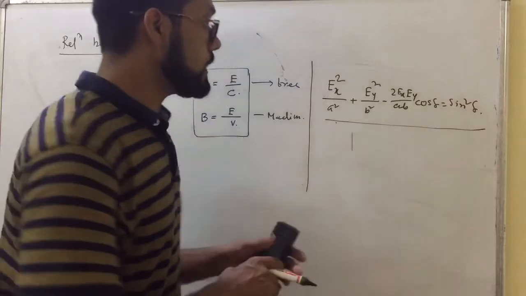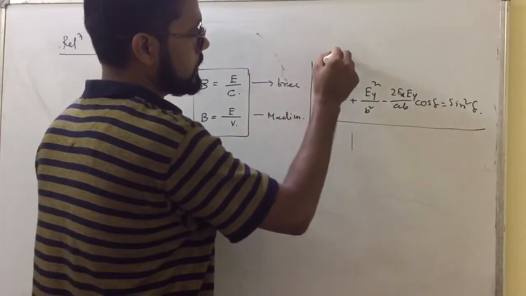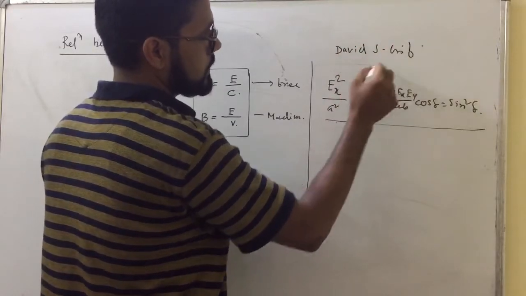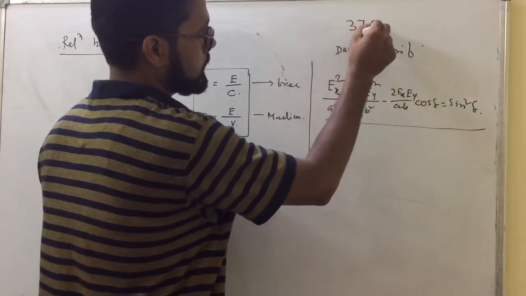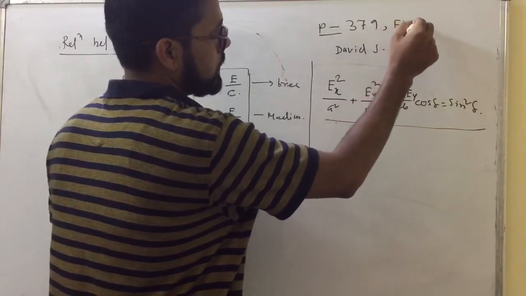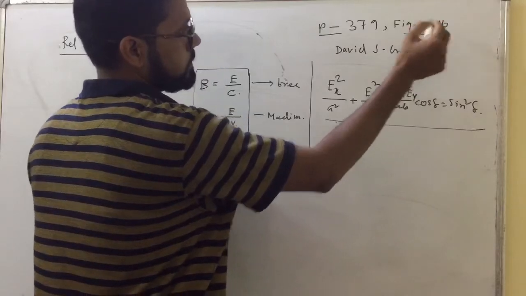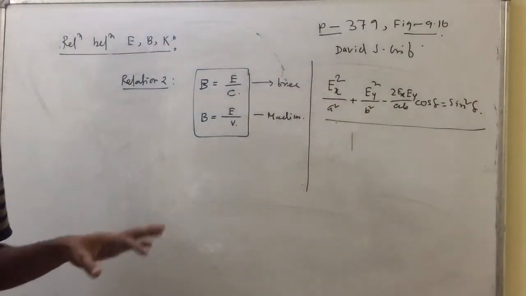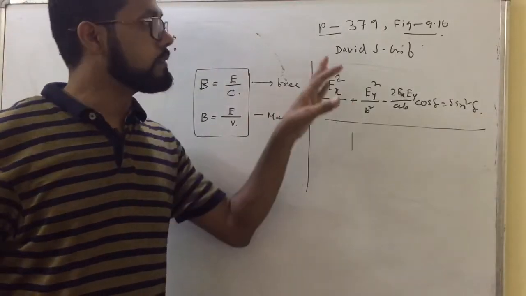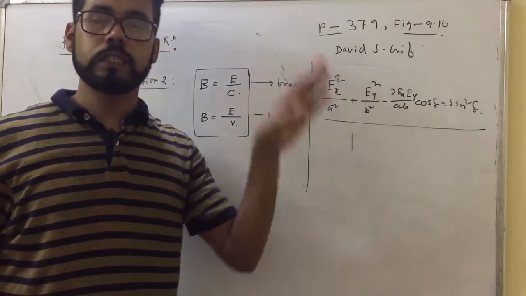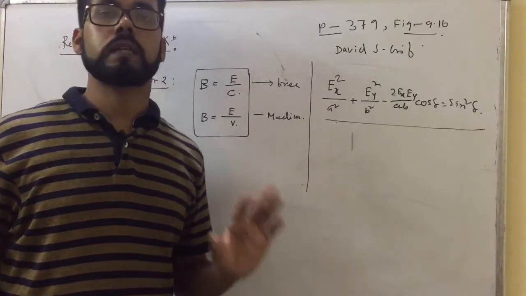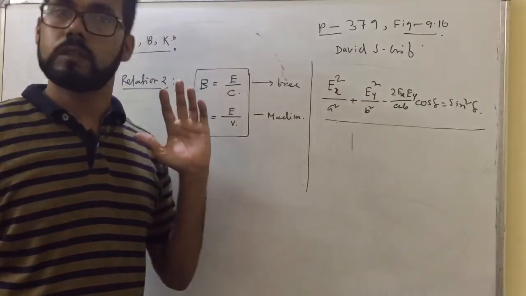If you see David J. Griffiths' book, page 379, figure number 9.10, this fact is already written there, but the mathematical reason is not explained. They have written that conventionally, polarization of an electromagnetic wave means polarization of the electric field, not polarization of the magnetic field, because of this reason.